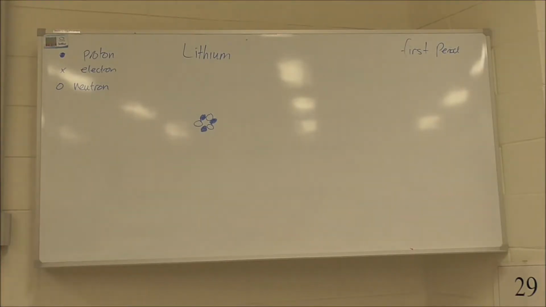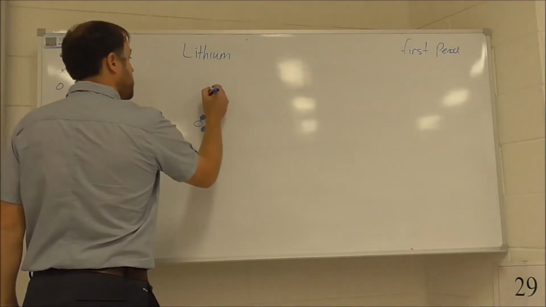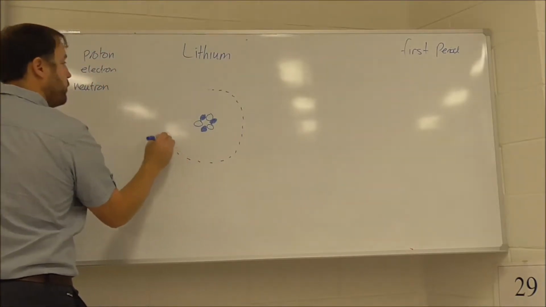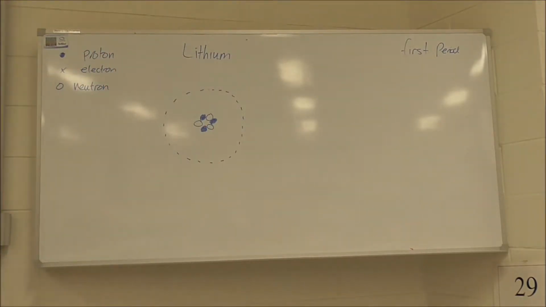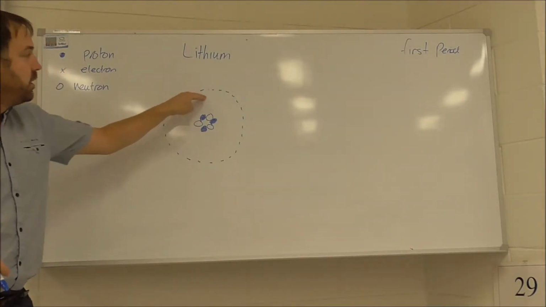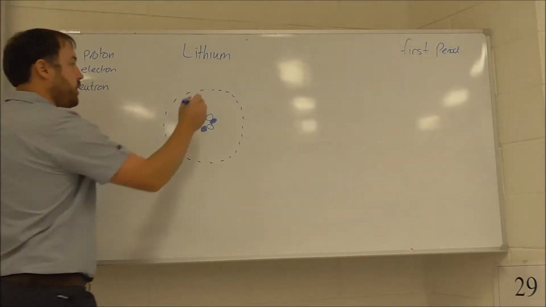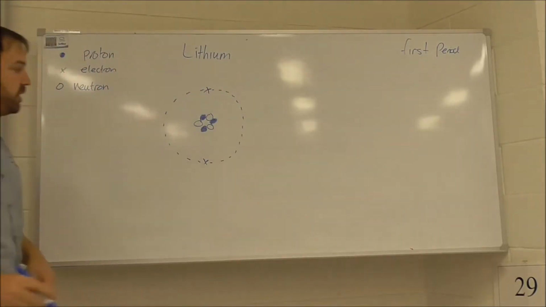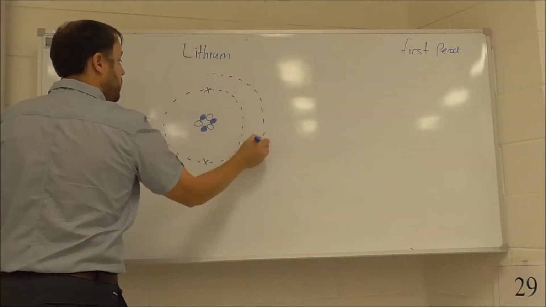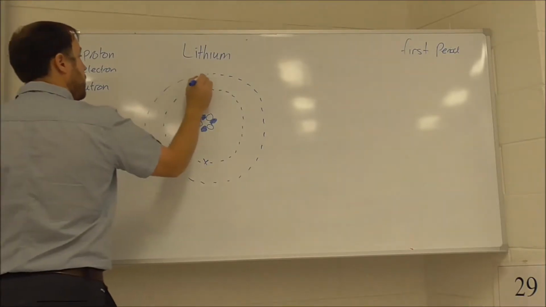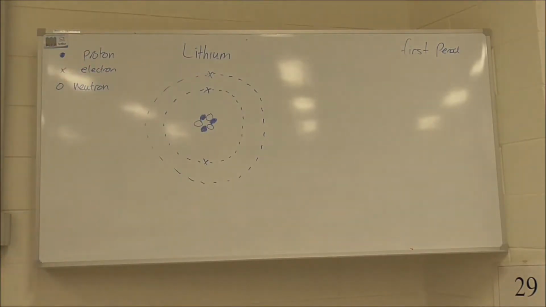So we've got 3 protons and 3 neutrons in this lithium atom. And how many electrons would we have for a neutral atom? We would have 3. But in nature, this first electron shell can only hold 2. So we only have 2 electrons in that first shell, and we need another shell to hold that 3rd electron.